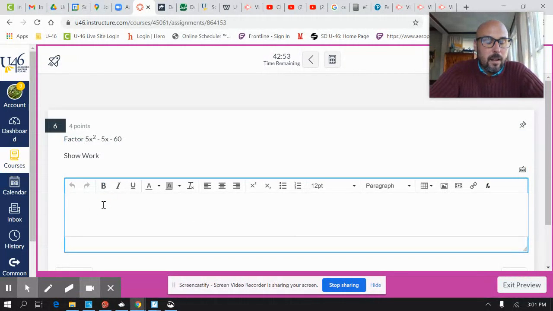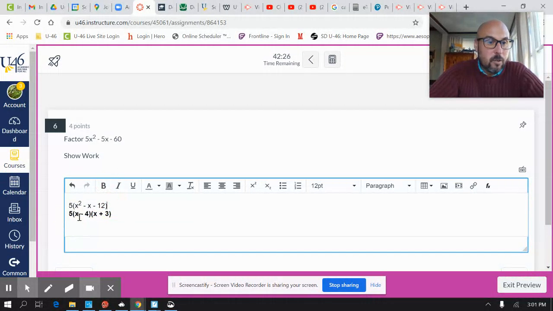Factor this. I was going to do master product again, but there's a GCF. All three of these terms have a 5 in common. So if you take out that 5, you're left with x squared minus x minus 12. And there are two numbers that multiply to negative 12 and add to negative 1. They are negative 4 and positive 3. And that is done.